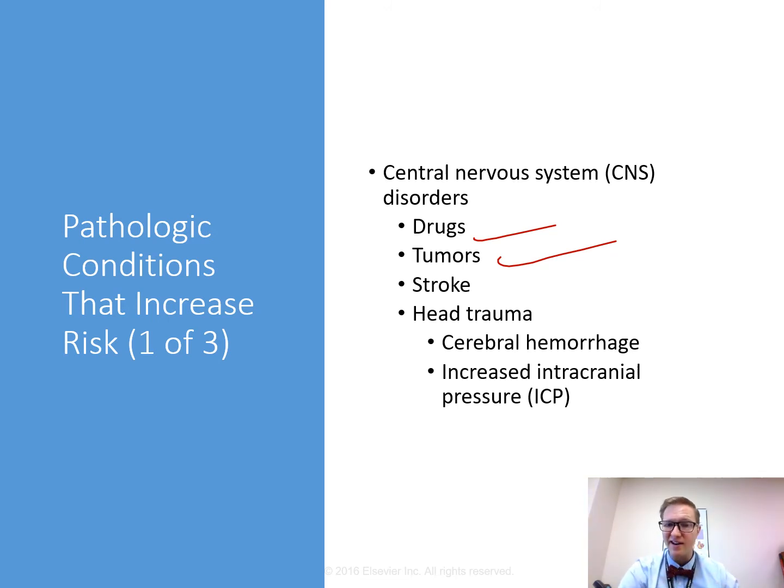So this could be a sign they need an invasive airway. Endotracheal intubation might be required to protect their airway from aspiration or even obstruction by their tongue. So if I start to see those Cheyne-Stokes situations, if I start to see those stroke victims having those issues, then I might need to go ahead and place an invasive airway.